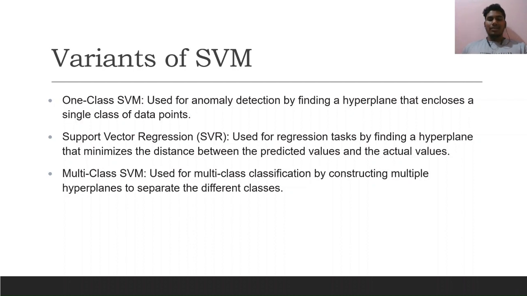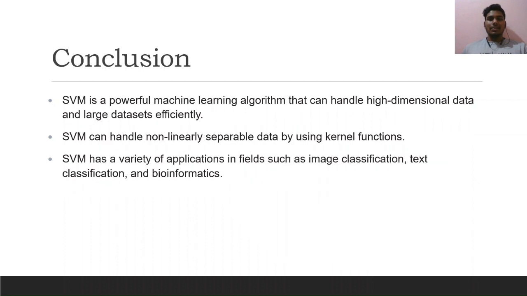The last we have is the conclusion. SVM is a powerful machine learning algorithm that can handle high dimensional data and large data sets efficiently. SVM can handle nonlinearly separable data by using a kernel function. SVM has a variety of applications in fields such as image classification, text classification, and bioinformatics.